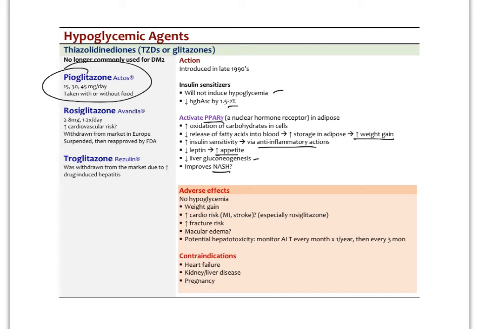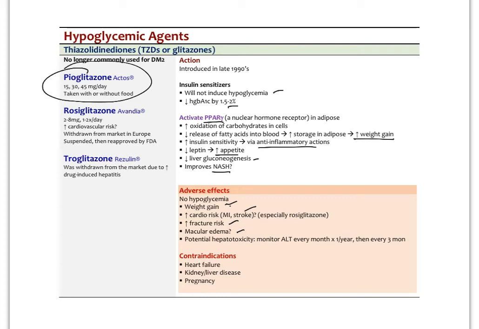No hypoglycemia with these, but again, weight gain, potentially increased cardiovascular risk, especially rosiglitazone. Pioglitazone, I think a lot of people are still suspicious about that one. Increased risk of bone fracture, increased potential of macular edema, and then potential hepatotoxicity.